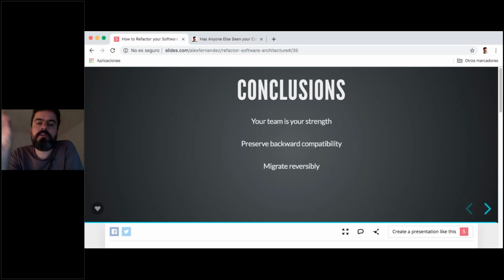And always do the migrations in a reversible fashion. Always make sure that you can go to the previous step without having to do manual changes, that everything works in this fashion. As long as you keep doing things this way, everything is going to be much easier.